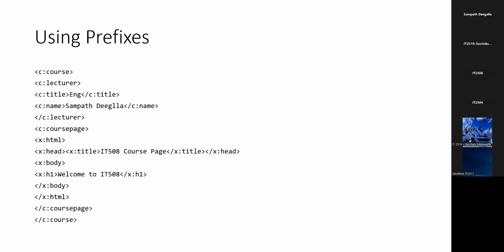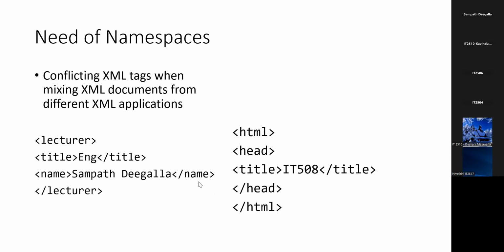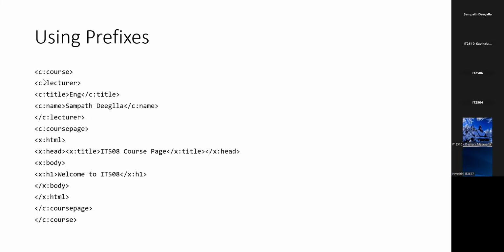We call this the use of namespaces, just to show that these are coming from different vocabularies, right? So you can notice here, instead of just saying course, when you're combining this with this one, to separate that, we have used C and a colon. The first part represents the course information, and we use C colon for this one. Then for the remaining part, we have used X.